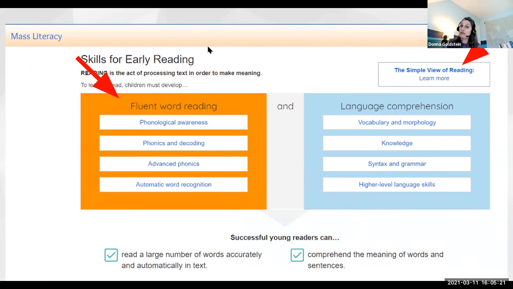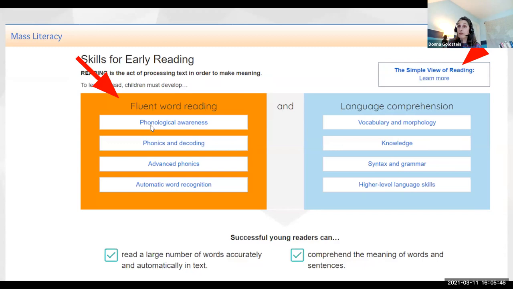They're clickable via the Skills for Early Reading page right here. You went into phonological awareness, phonics and decoding, and automatic word recognition. So if people no longer have that sheet or misplace it, they can go to the Mass Literacy Guide and, like you, go in, start clicking around, read, learn, view, try out materials. I just wanted to reassure everyone that they were there as well.